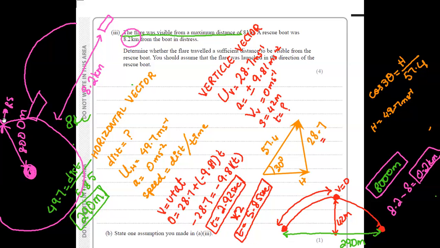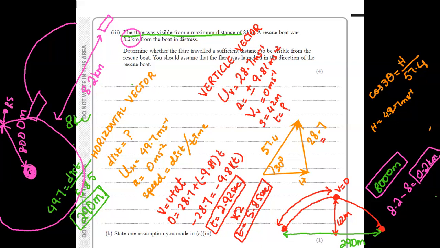We need to see whether our flare will be able to overcome this difference of 0.2 kilometers or not. If the flare is able to travel far enough to overcome the small distance between the rescue ship and that 8-kilometer radius, the rescue ship will be able to see it. If it cannot, it will simply fall somewhere over here and the rescue ship will not be able to see it anymore.